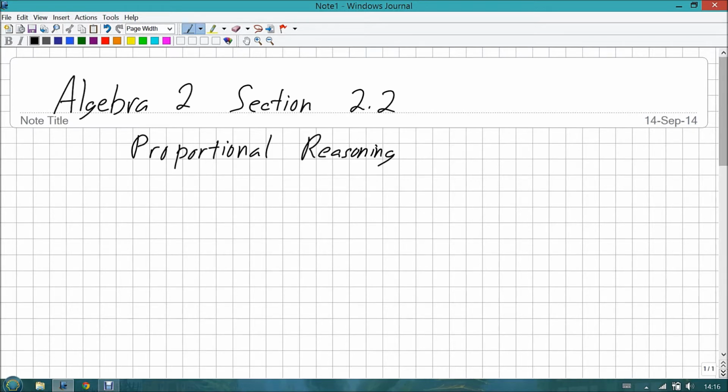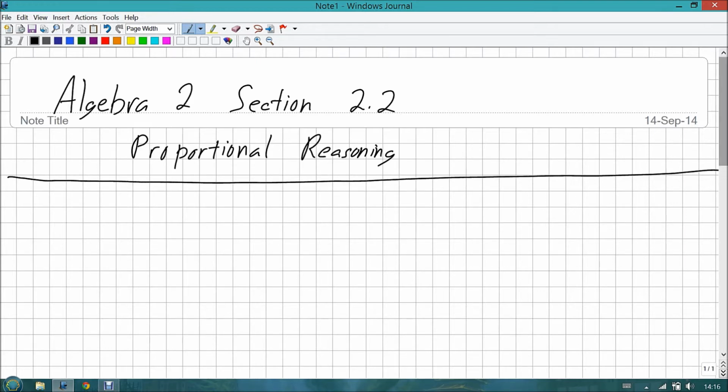Today we're going to go over section 2.2, which is proportional reasoning. To go over this, we first have to know what a proportion is, and to do that we need to know what a ratio is. So a ratio is a comparison of two numbers by division.